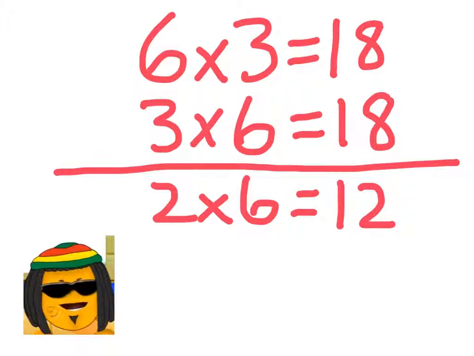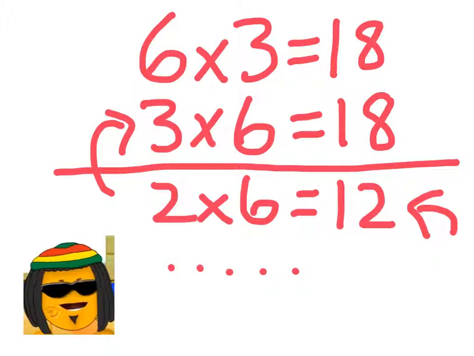Now, to work out what 3 times 6 is, I'm just going to add on 6 more to my 12 to get 18. So 12, 13, 14, 15, 16, 17, 18. And my answer is 18. So I can always use the strategy of my doubles and add on the same amount again.